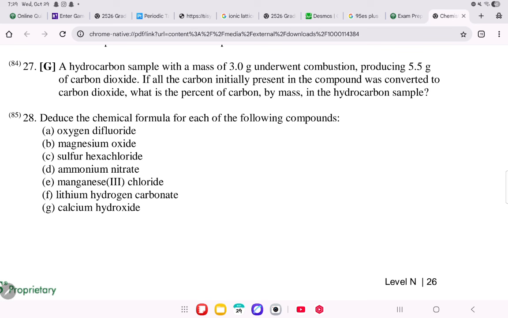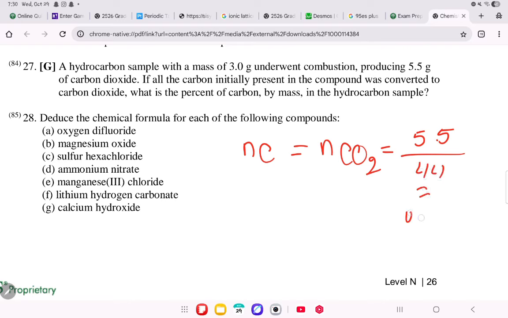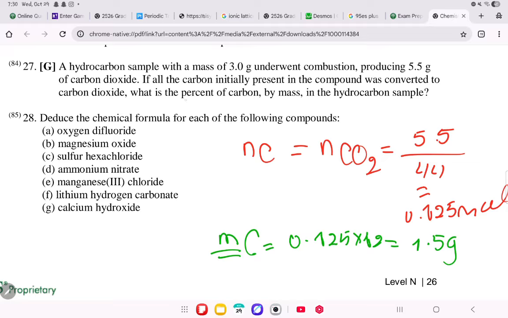In order to do that, we will need to find the number of moles of carbon. We can find the number of moles of carbon knowing it's the same as the number of moles of carbon dioxide. So it's going to be 5.5 grams divided by the molar mass of carbon dioxide, which is 44, so this will give us 0.125 moles. Now that we have the number of moles, we will be able to find the mass of carbon. It's going to be the number of moles multiplied by the molar mass to give us 1.5 grams. Now they want the percent, so it's going to be 1.5 over 3.0 times 100, so that's going to be 50%.